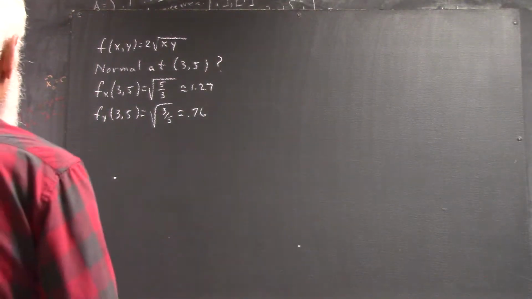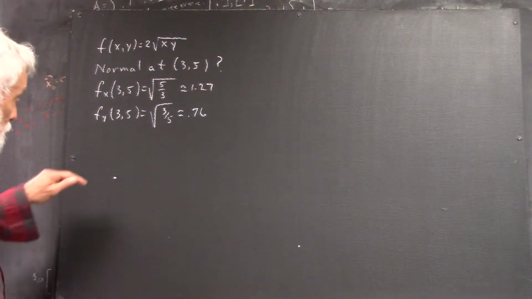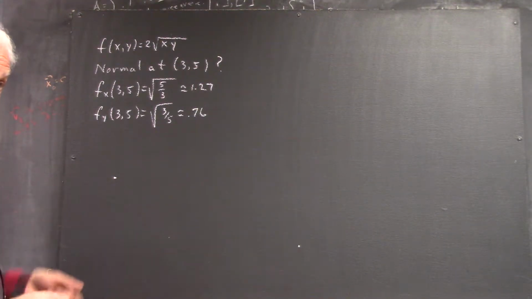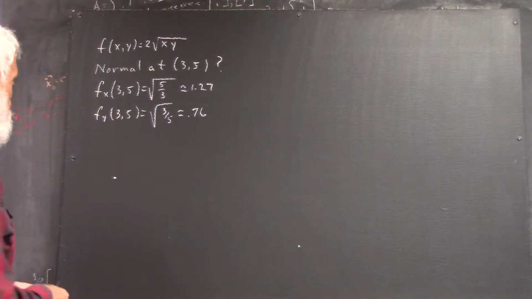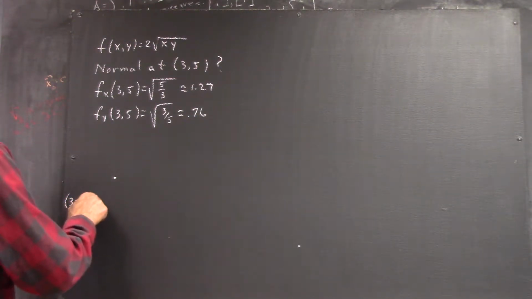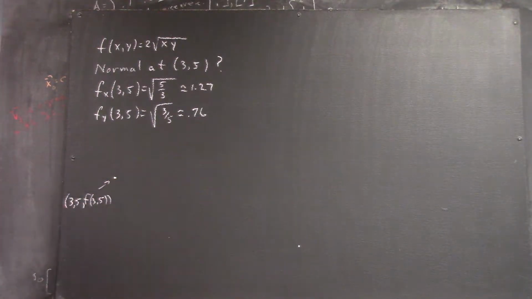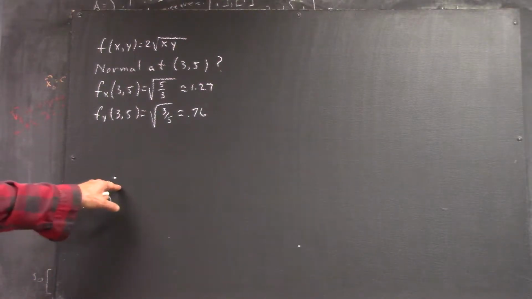Okay. Well, you know, y'all have the right idea. Let's be really careful and get a good picture of what happens at this point, right? So this point is going to be the point (3, 5, f(3, 5)). Whatever f is, you can do this, right? Doesn't matter what the coordinates of the point are.